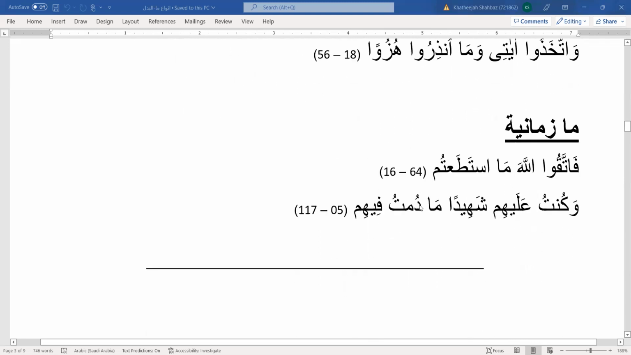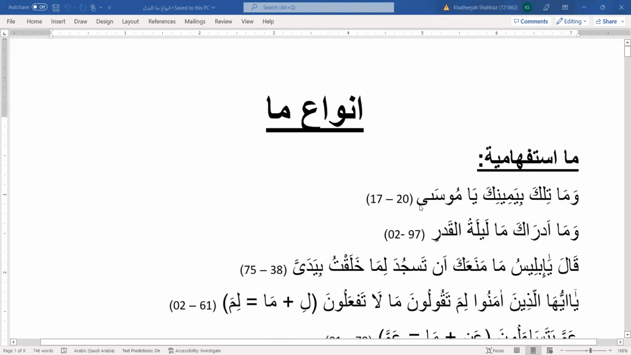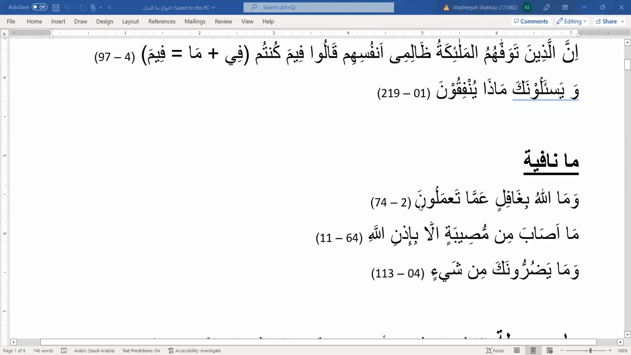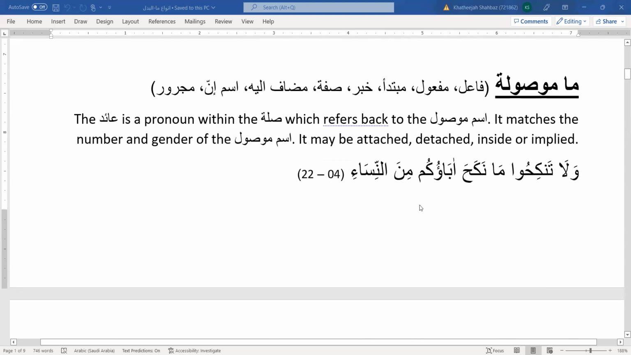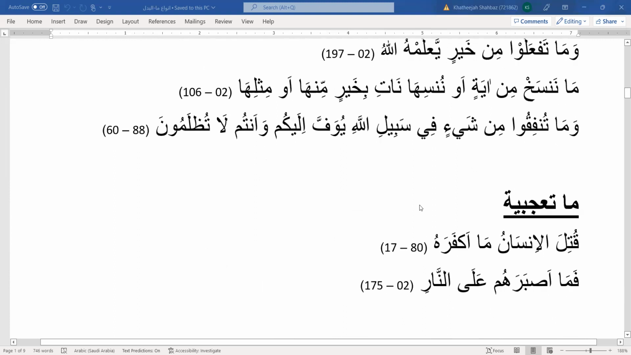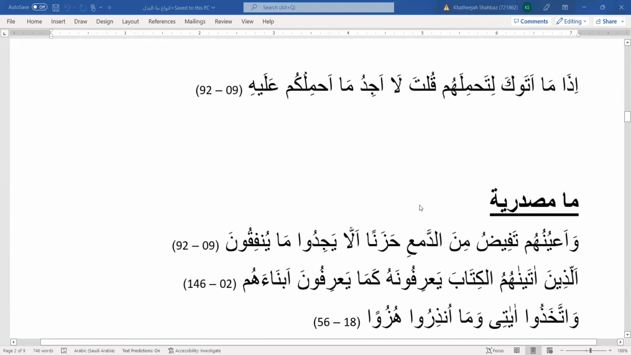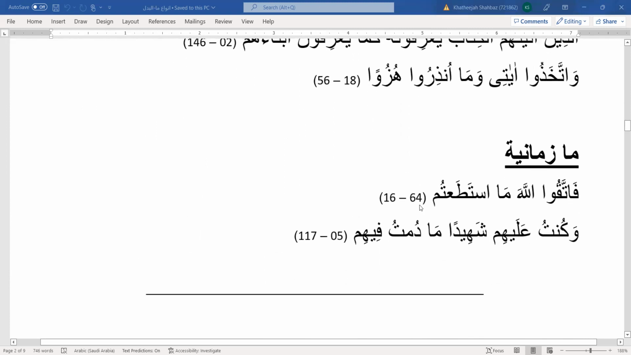So these are the 8 types of ma. So I will just go quickly over their names. Ma istifhamiya, ma nafiya, ma mausula, ma shartiya, ma ta'ajjubiya, ma zaida, ma masdariya, and ma zamaniya.